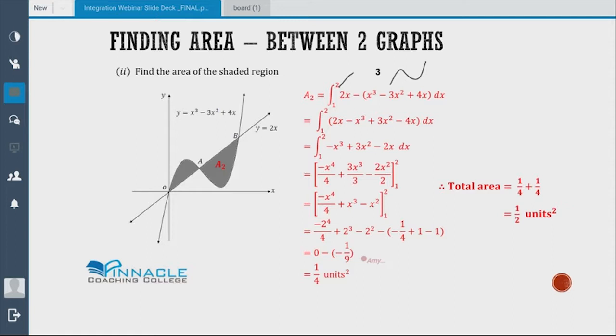Sub in the numbers, you should get, oh, that's a 4, not a 9. So minus a quarter, minus a quarter, which is also a quarter. So adding the two up, you should get a half. So very well done to those who managed to get to the answer. So this one's a little bit more tricky, having to split the integral into two different parts. All right, so let's take a look at the next one.